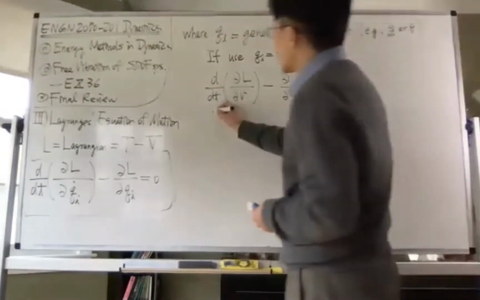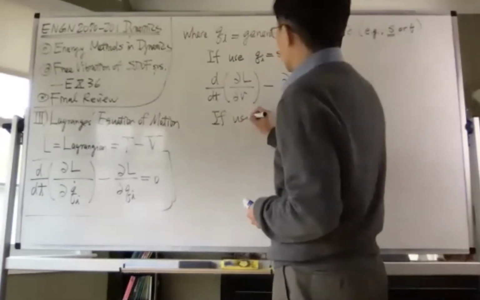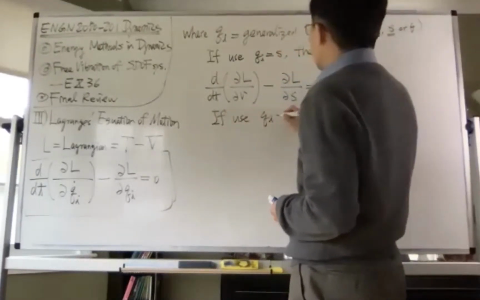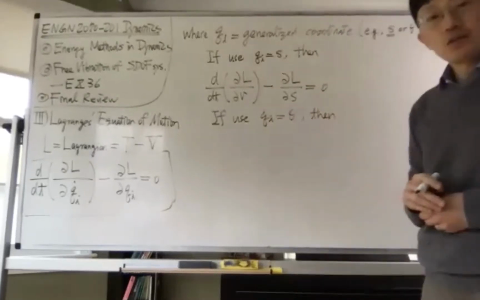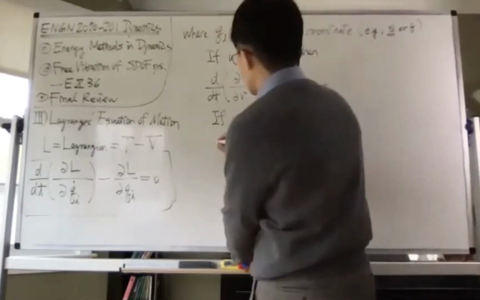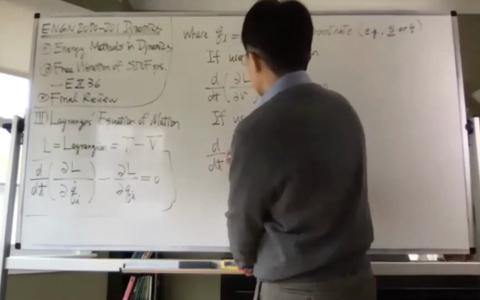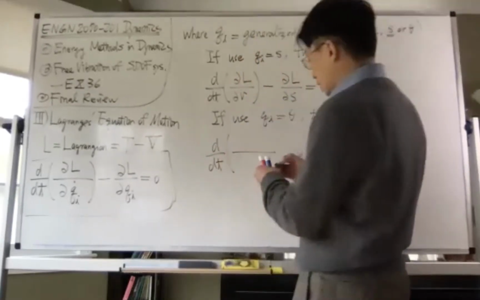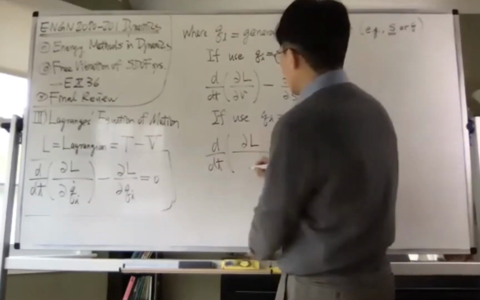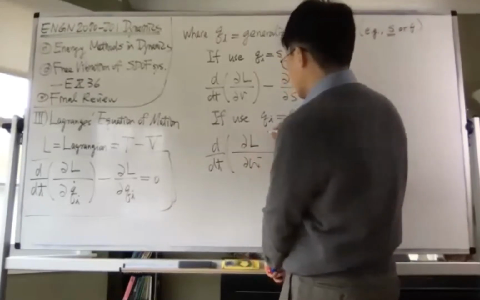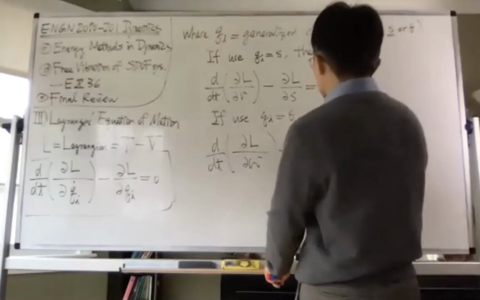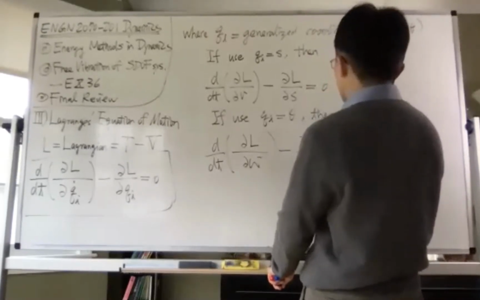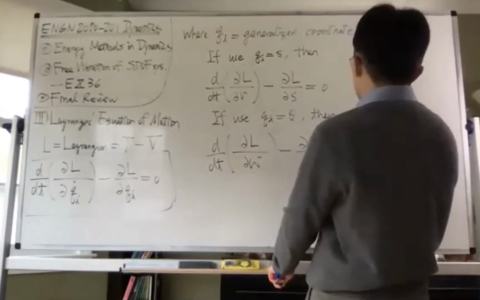Now, if I use theta to be the generalized coordinate, what happens? If you do that, this formulation becomes, again, the time derivative of partial L, partial omega, minus partial L, partial theta to be 0.